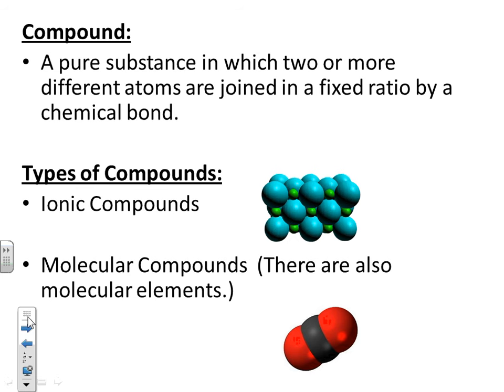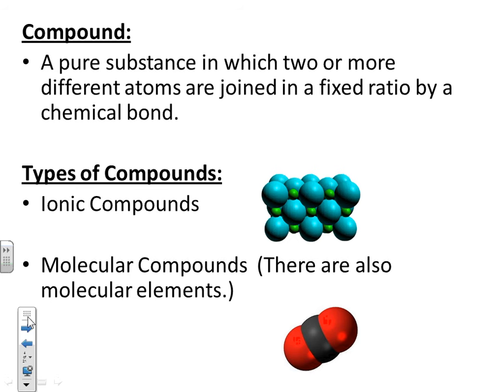Two types of compounds exist. Ionic compounds, we're going to talk about that today and on Monday. Then we'll name a bunch of them. And the other type are called molecular compounds, and they can also be these molecular elements. We're going to learn ionic compounds.